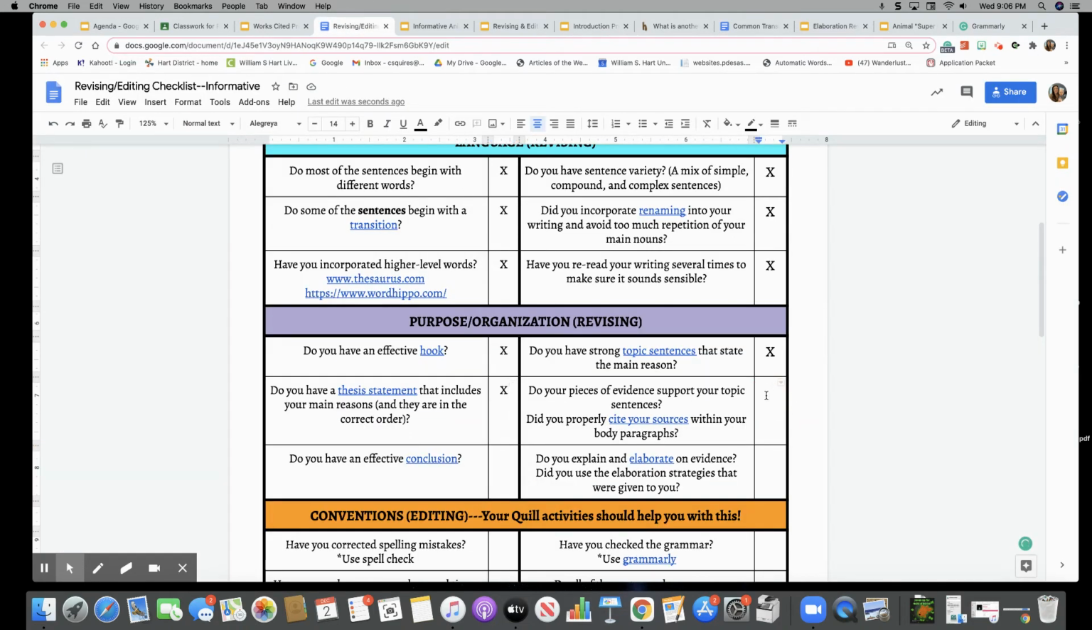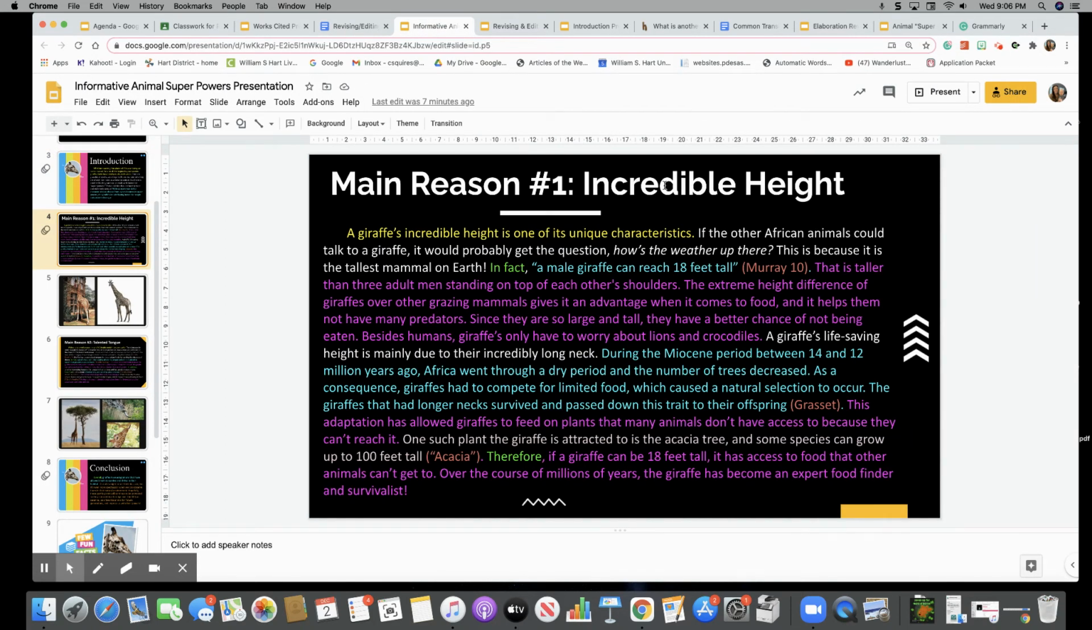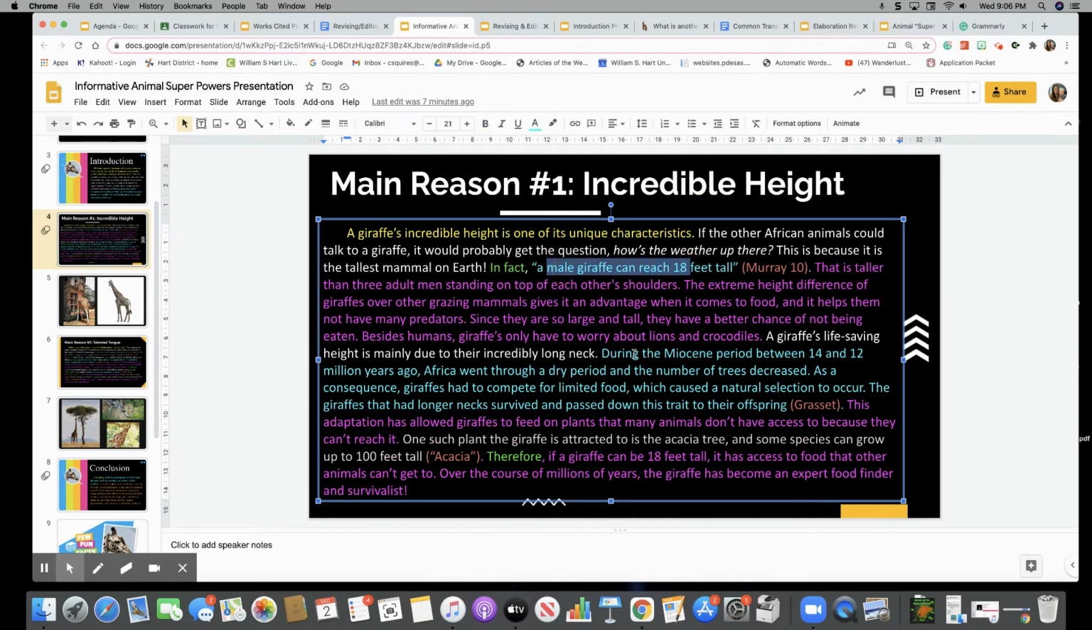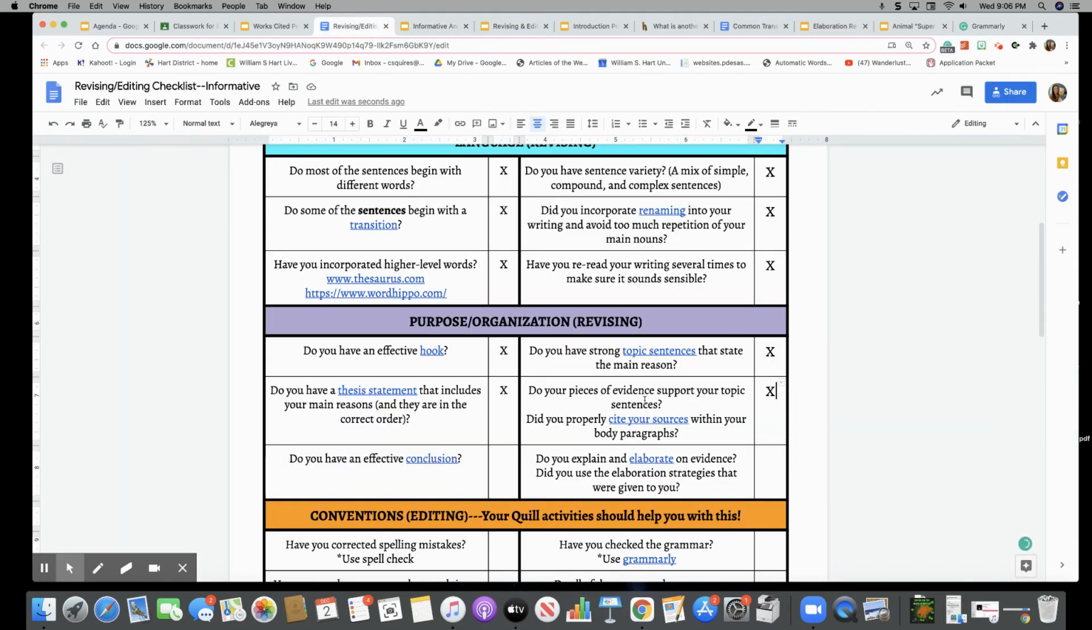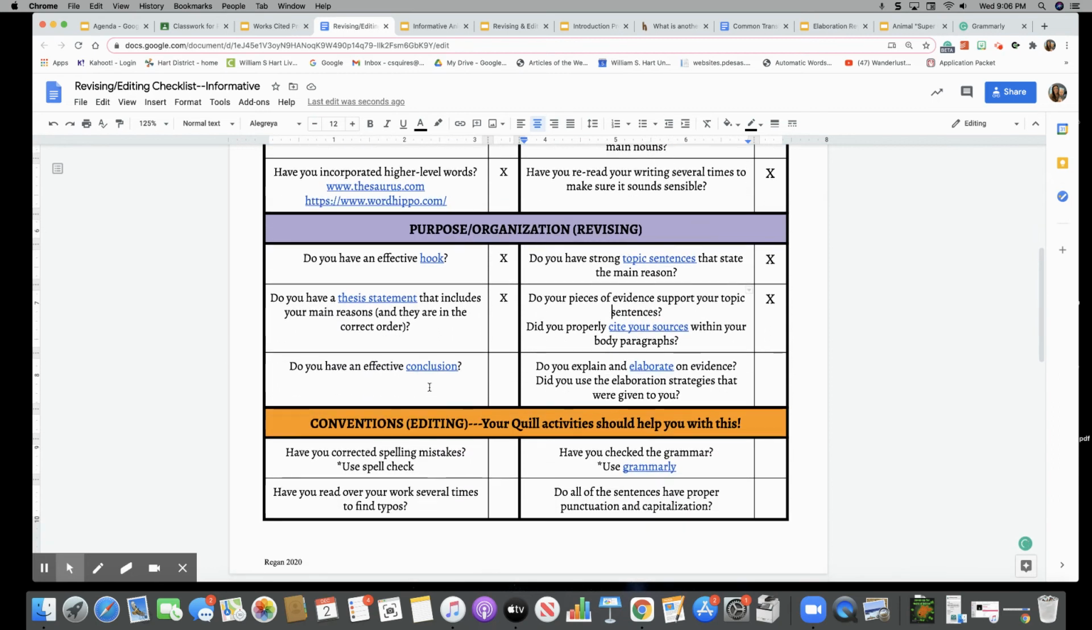Do your pieces of evidence support your topic sentences? Do you properly cite your sources within your body paragraphs? Okay, so again, I'm asking you to go back and take a look. If your main reason is all about height, then your pieces of evidence should be about the height. And then are you citing your sources properly? Okay, so I'm just asking you to double check that. Again, I've included my citing sources presentation to help you.